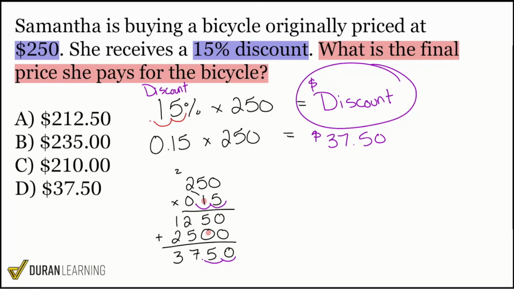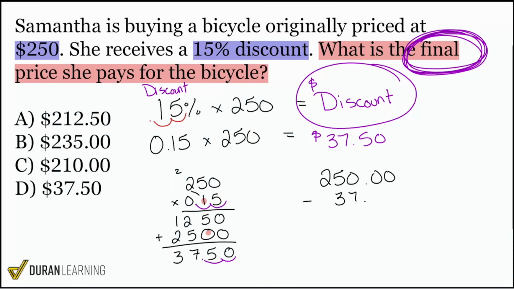And notice how this is going to tempt you. D is not the answer. We are looking for the final price. We are looking for that final. So what we need to do from here is do 250, which is that original price, and we are going to subtract $37.50.